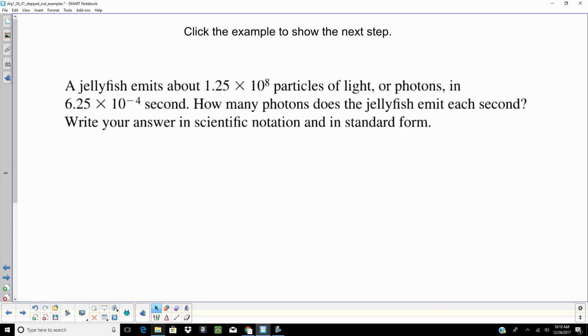All right, a jellyfish emits 1.25 times 10 to the 8th particles of light. That's what we call scientific notation. Probably seen it in some of your science classes. In 6.25 times 10 to the negative 4th seconds. How many photons does the jellyfish emit each second? And you want to write your answer in scientific notation and in standard form. Scientific notation means that first number has to be greater than 1 and less than 10.